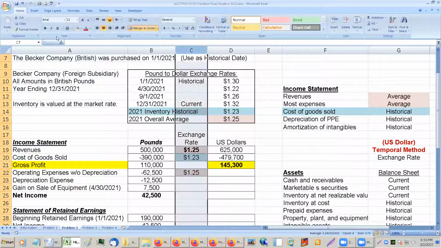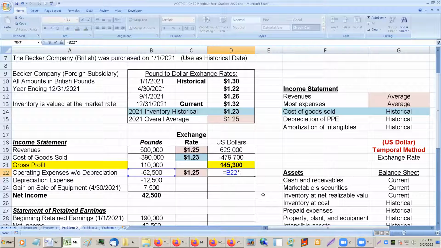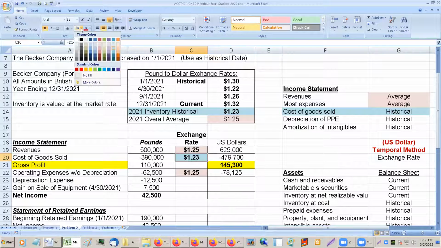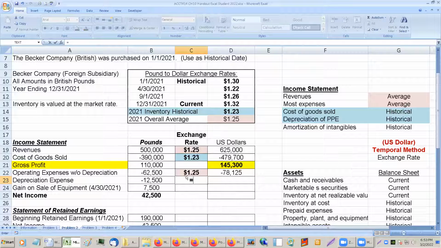I'm going to bold all these. Depreciation expense. Depreciation expense will be historical. And again, because it goes back to we paid US dollars for those goods and use those, the US dollar rate that we paid for those goods back in the day when we translate. Gain on sale, that's going to be the same as before. Here.